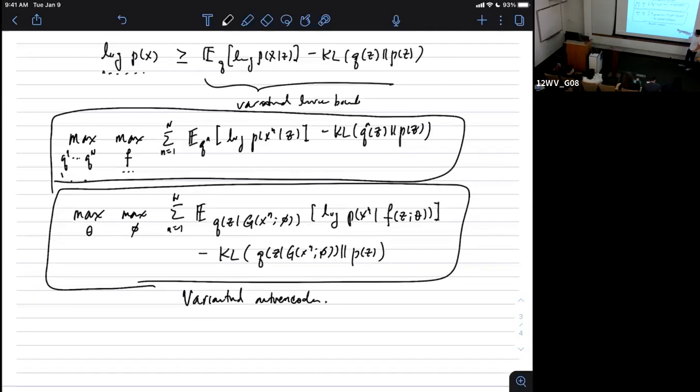And that's why it's called autoencoder. In some sense, we start from X, the observation. We try to infer Z, and then given the Z, we try to reconstruct X, because under that inferred Z, the X has to be quite likely.